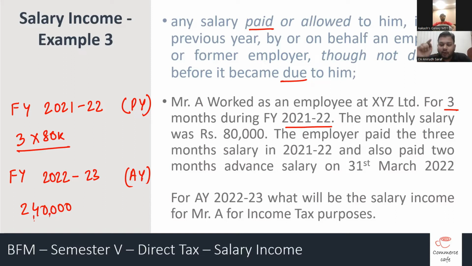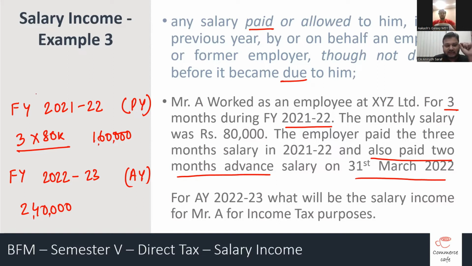Now notice what it says, and also paid 2 months advance salary on 31st March 2022. So in addition to paying these 2,40,000, another 1,60,000, 2 months salary, was paid in advance. This salary belongs to which period? Does it belong to this financial year? No, it belongs to the next financial year. On 31st of March, it was paid in advance.